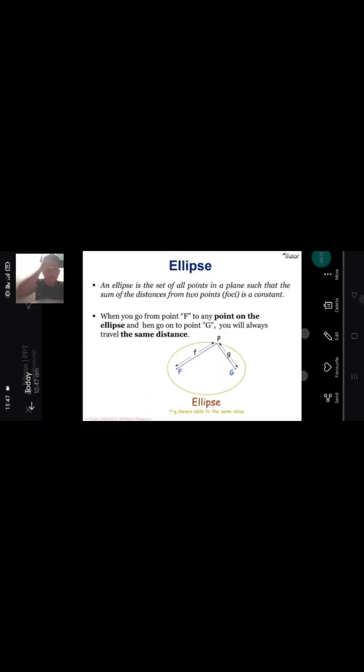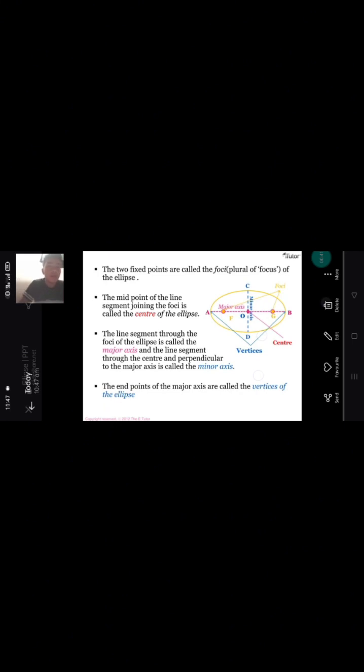So an ellipse is a set of all points in a plane such that the sum of the distances from two points called foci is a constant. So when you go from point F to any point on the ellipse and go on to the point G, you will always travel the same distance. The two fixed points are called the foci, plural of focus, of the ellipse.